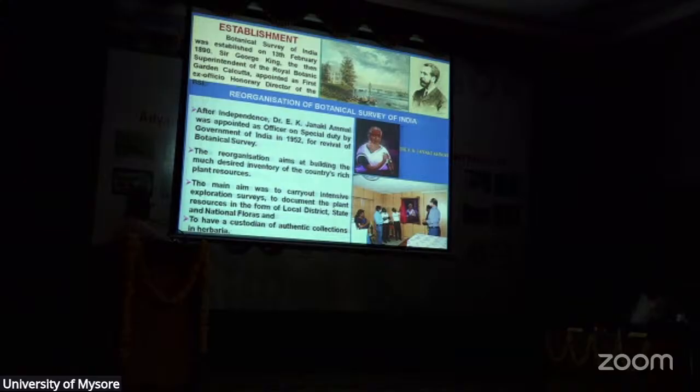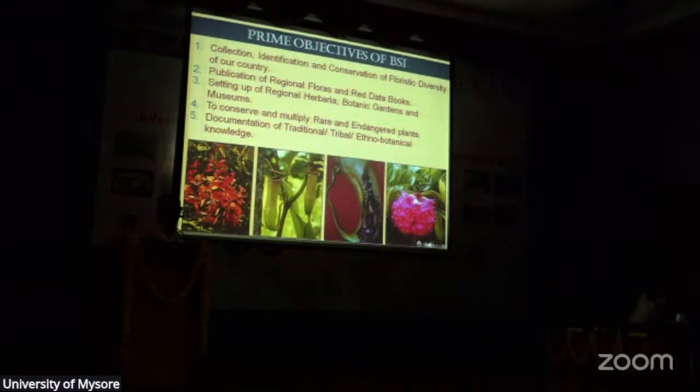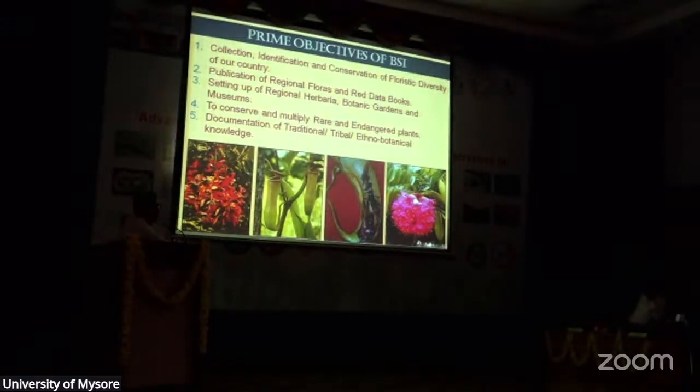The main aim was to carry out intensive exploration surveys to document the plant resources in the form of local districts and floras. And they were requiring one custodian, that's why it has been made. And of course, Botanical Survey of India has 5 important objectives. The first objective is collection, identification, conservation of the floristic diversity of our country. Then we have publication of regional floras and data books.